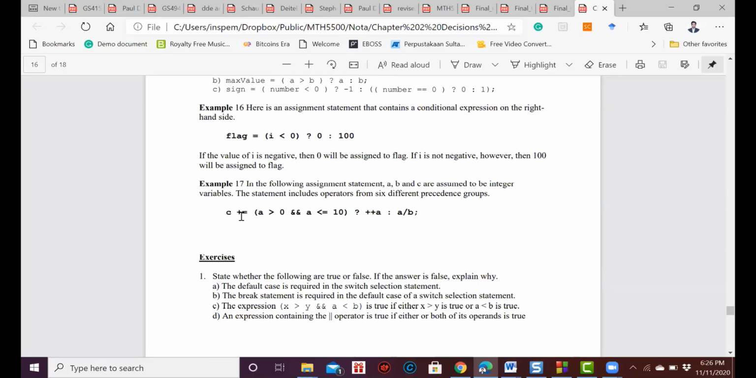Okay. Next, C plus equal. And then this condition is a combination of conditions: A greater than 0 and A less than 0. If this combination is true, then we put C plus equal E. So C plus equal means C equals C plus E. Do you get it? What do you mean by C plus equal?